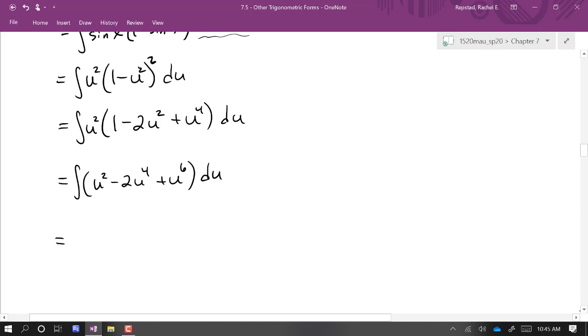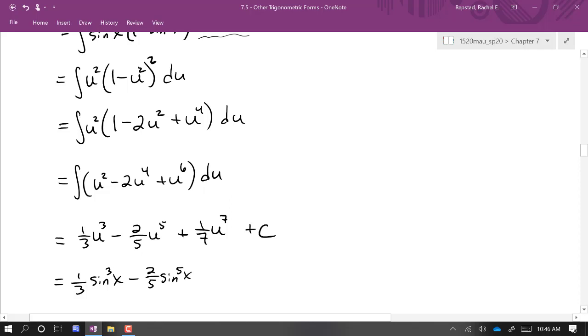So this is 1/3 u cubed minus 2/5 u to the fifth plus 1/7 u to the seventh plus a constant. The integral with u's is easy to do, so the u substitution has done its job. We've integrated. Now we're going to put our expression for u back in. U is equal to sine x, so we got 1/3 sine cubed x minus 2/5 sine to the fifth x plus 1/7 sine to the seventh of x plus a constant.